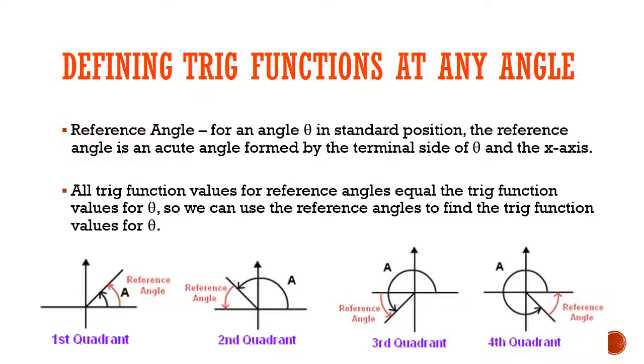Now, if you have a negative angle, probably the easiest thing to do is to find a positive coterminal angle. Remember, a coterminal angle is what you get when you add 360 for degrees or 2 pi for radians to the angle you're given, and you can do that repeatedly till you get a positive angle, and then you can find the reference angle for that.